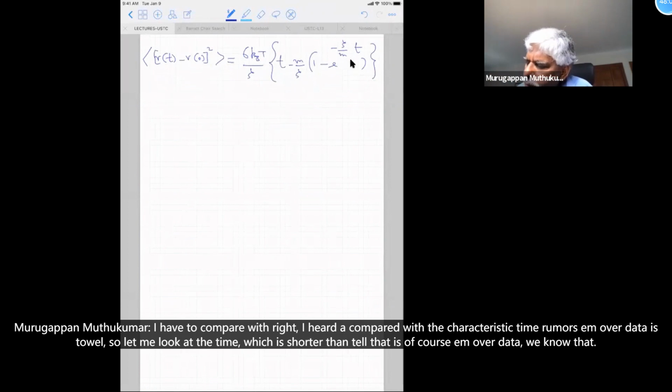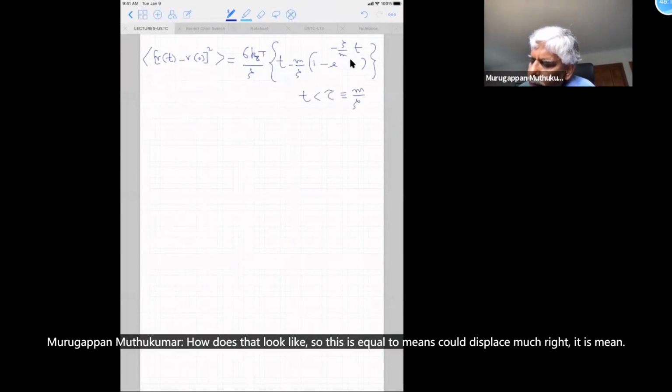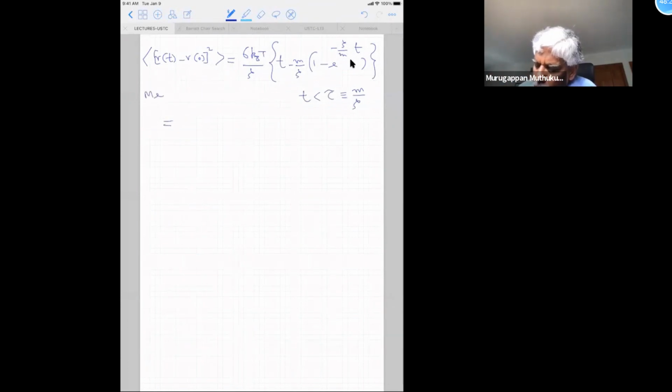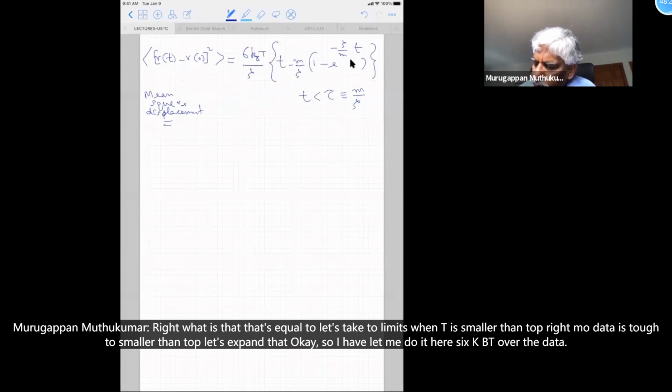So let me look at the time which is shorter than tau. That tau is, of course, m over zeta. We know that. How does that look? So this is equal to the mean square displacement, right? What is that? Let's take two limits. When t is smaller than tau, m over zeta is tau, t is smaller than tau.